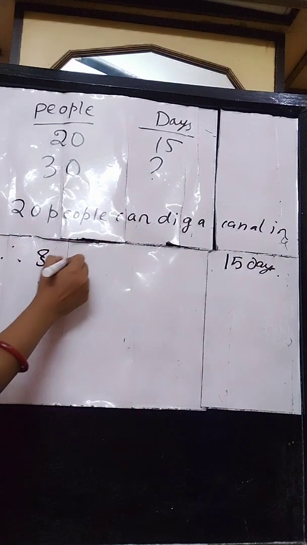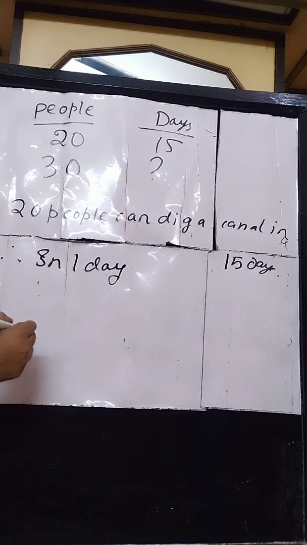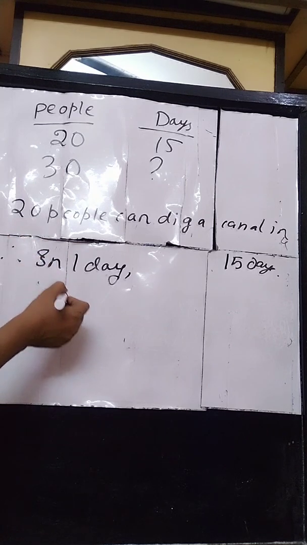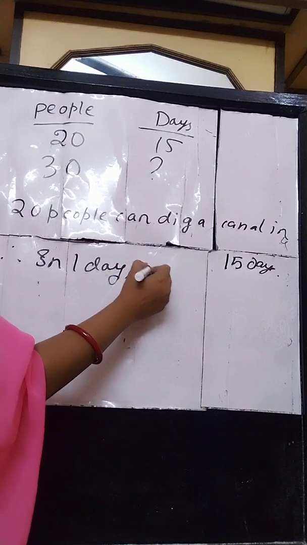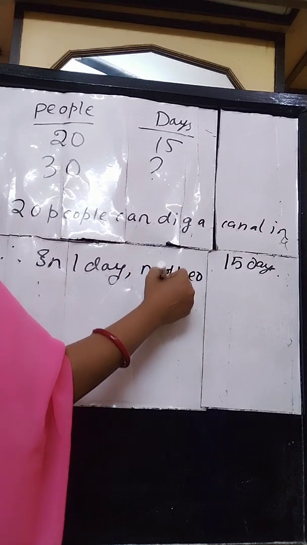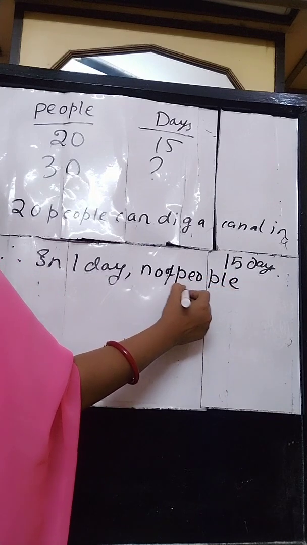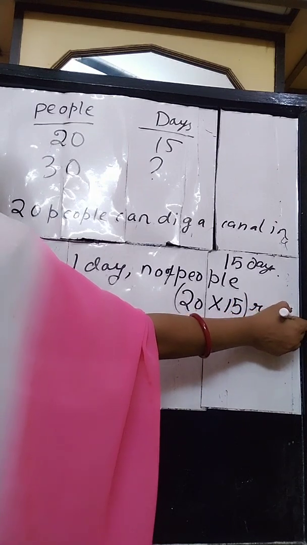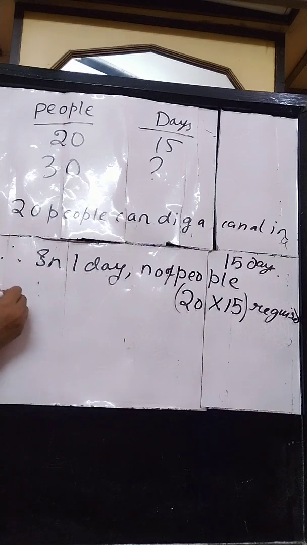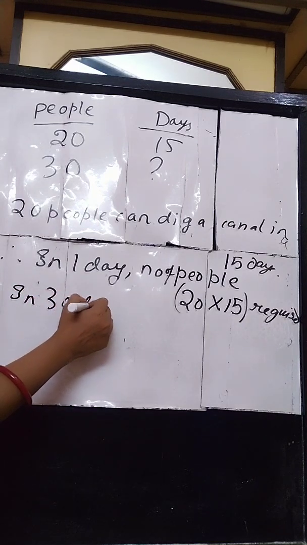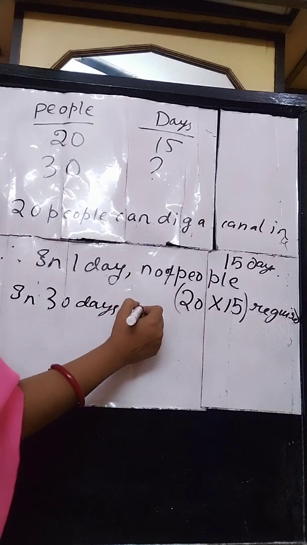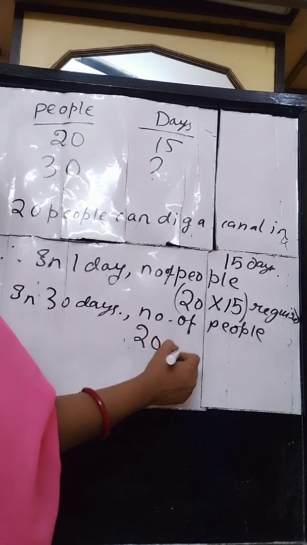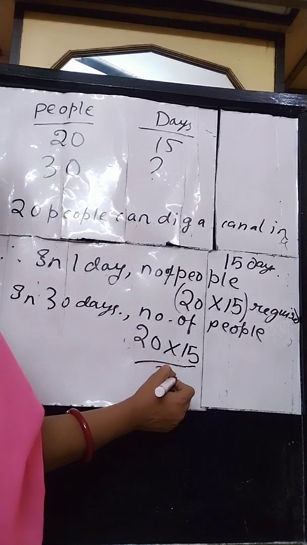Therefore, in one day, since it is unitary method, you always have to show the 1 day calculation. 1 day unitary calculation you have to show, calculation of unit. In 1 day, number of people required is 20 into 15, because obviously number of people will be more if day is 1, if day is reduced. Then in 30 days, again number of days increase, so people will decrease. Number of people required is equal to 20 into 15 by 30.